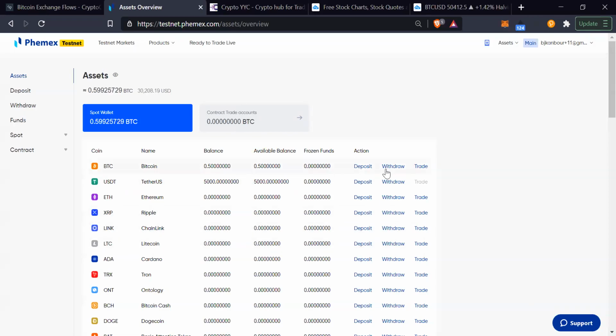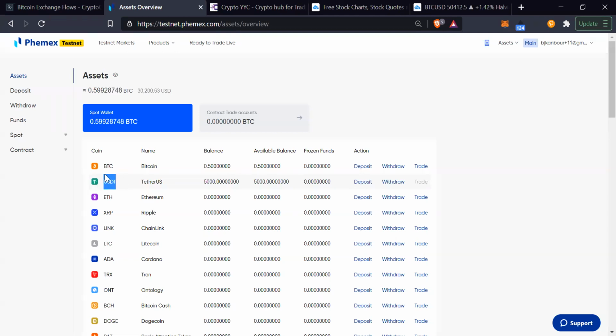All right, guys, welcome. I'm going to be going over a very quick in-depth tutorial on how to get started on Phemex, what all of the functions and features mean, and how to open a position. So what I've done here is I've created a demo account on testnet.phemex.com. As you can see here, I have a balance of 0.5 Bitcoin and 5,000 Tether.